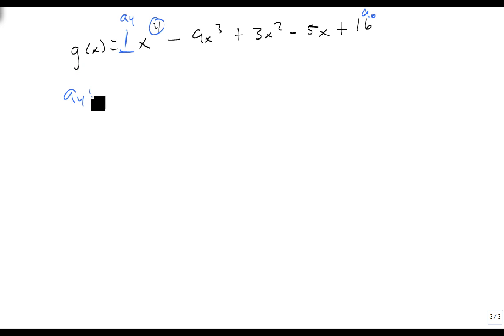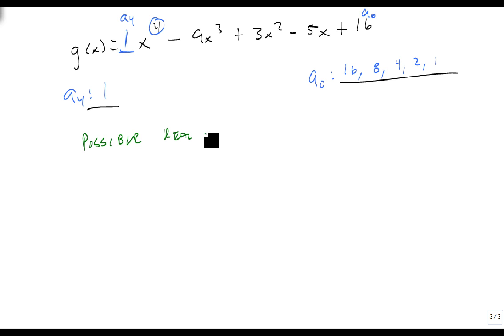So a_4 is only 1. That's the only factor of 1 there is. a_0, though, is 16, 8, 4, 2, and 1. So our possible zeros are all of these divided by all of these. Well, there's only 1 over here, so all it is is these, but we have to write it out with plus or minus signs because they might be positive, they might be negative. Possible rational zeros, rather.